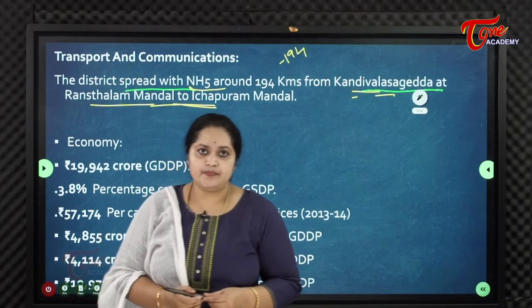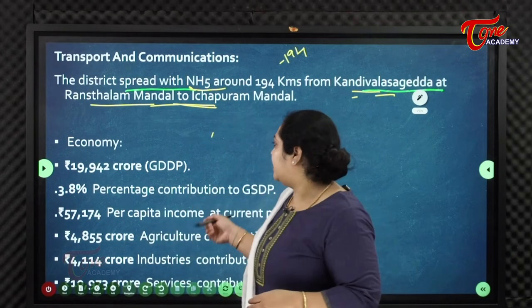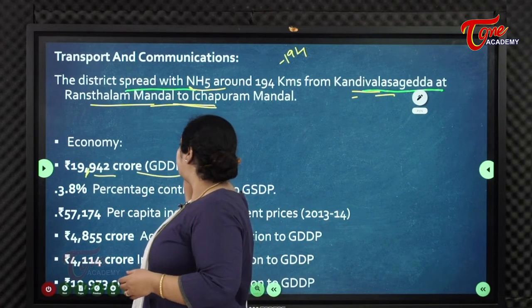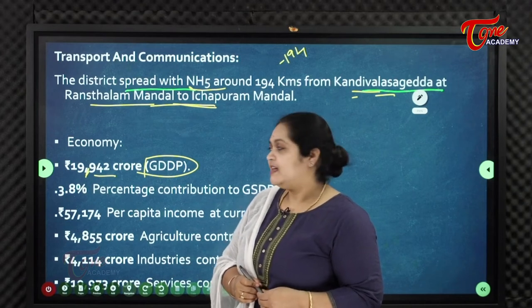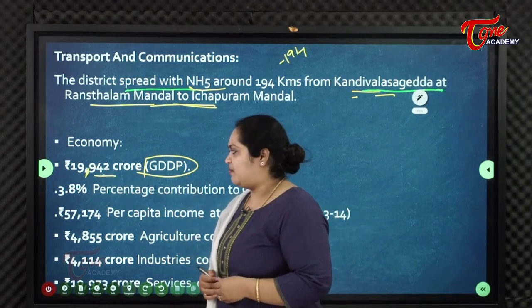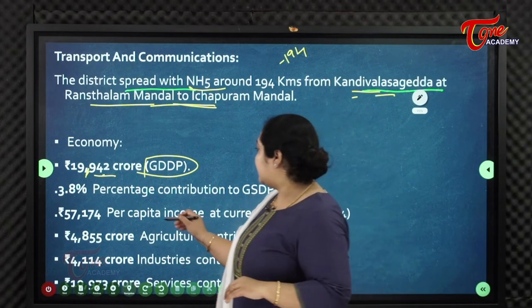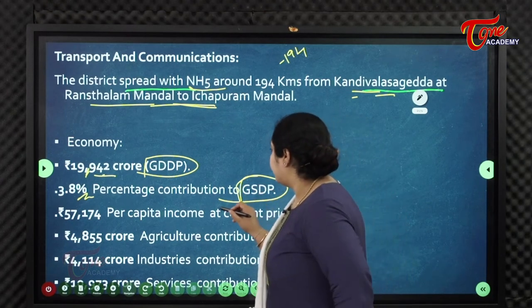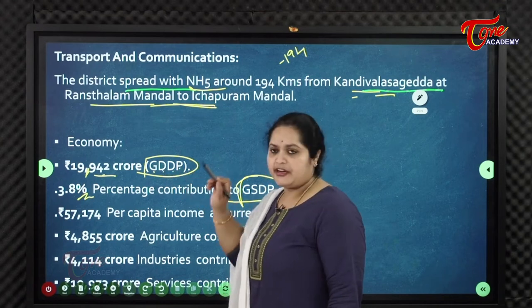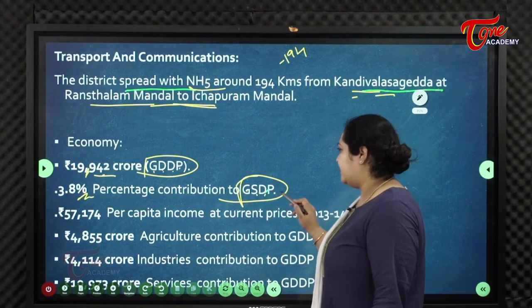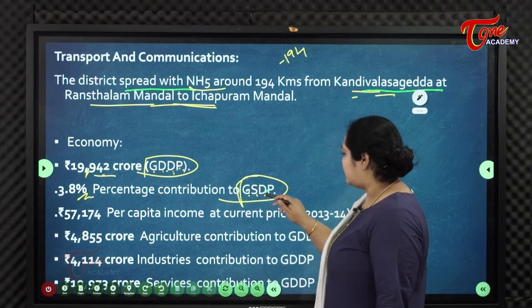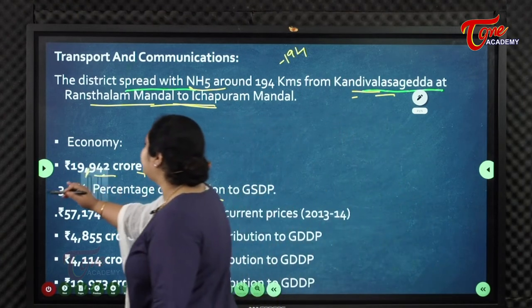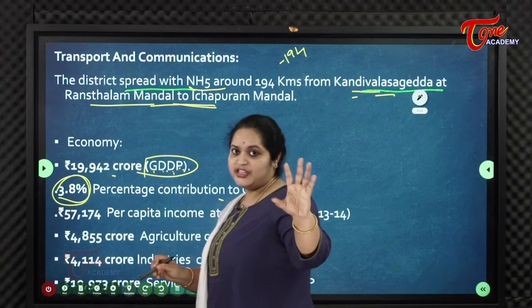Now coming to economy. GDP: it has 19,942 crores of GDP. That is gross district domestic product. It contributes 3.8% to the GSDP, the gross state domestic product. So it contributes 3.8% of the state GSDP.